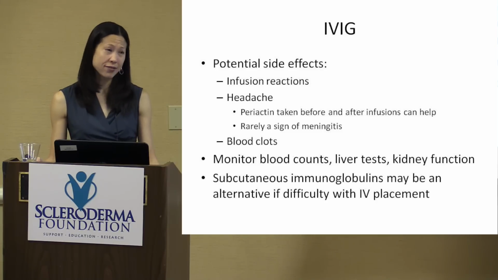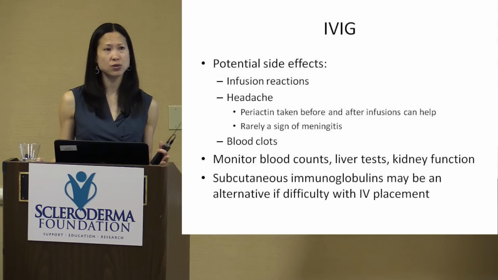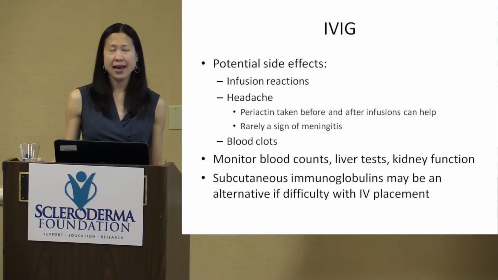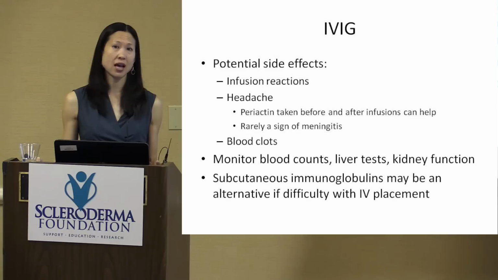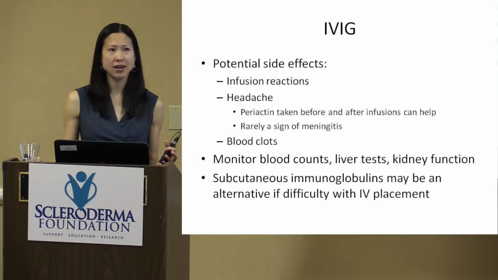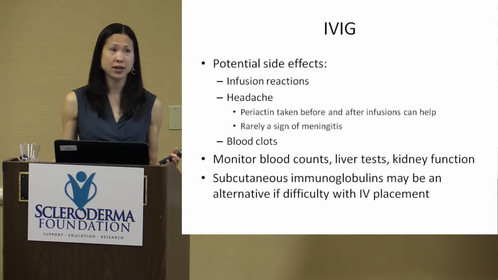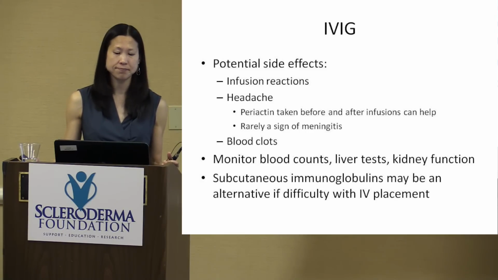There are also potential side effects with IVIG that you should be aware of. Certainly, infusion reactions are possible with any type of infusion. Headache is a really common problem with patients treated with IVIG. We pre-treat patients with a drug called periactin, and this has really helped to reduce post-IVIG headaches. But you should be aware that if they have persistent headache post-IVIG with neck stiffness, that aseptic meningitis is a reported side effect or complication of IVIG.